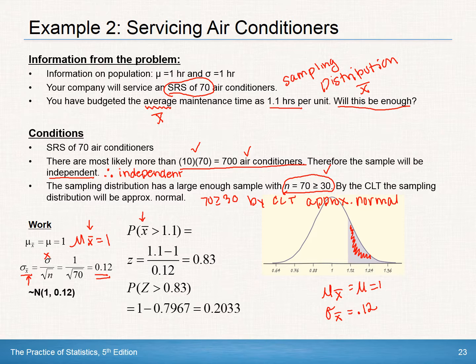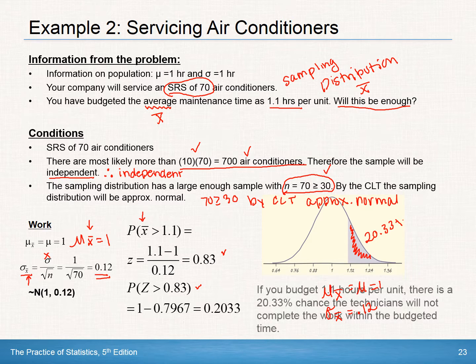I'm just going to highlight the fact that this says the probability that x bar is greater than 1.1 because we're looking at the sampling distribution. You cannot write the probability of x. Find your z-score. Okay, what's our z-score? And then the probability that z-score is greater than 0.83, you can just get that from your graphing calculator, is 20.33 or 20.33%. All right, so do we think this is going to be enough time? Let's come up with a conclusion.